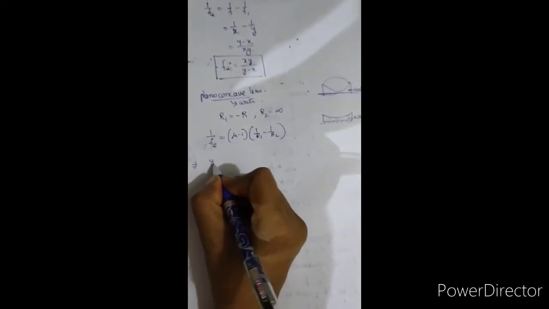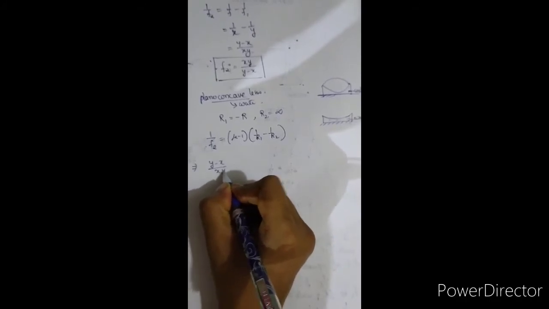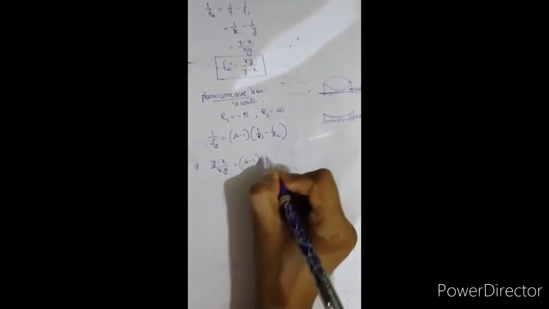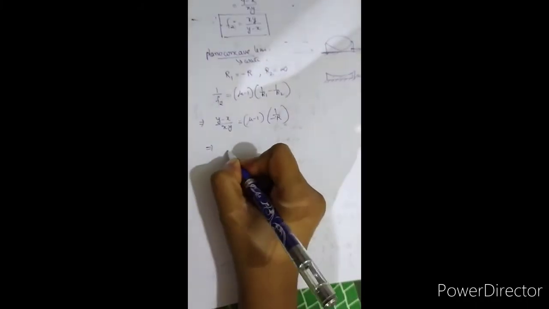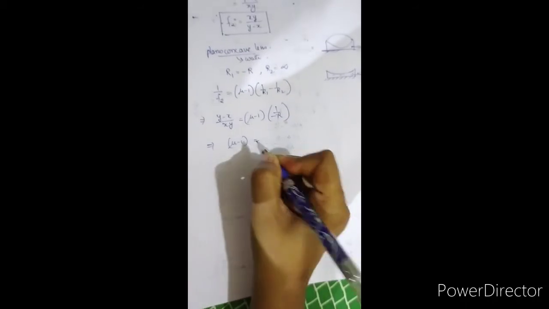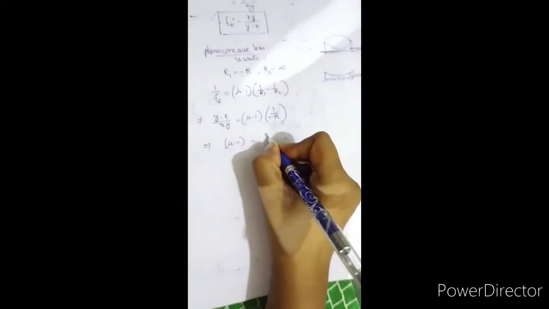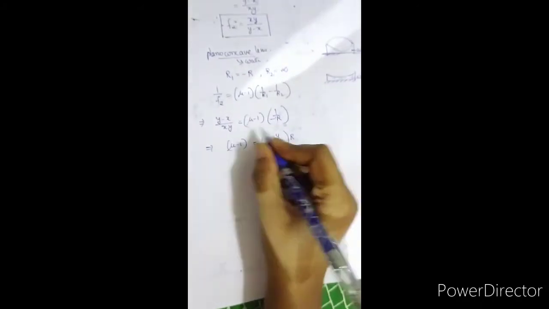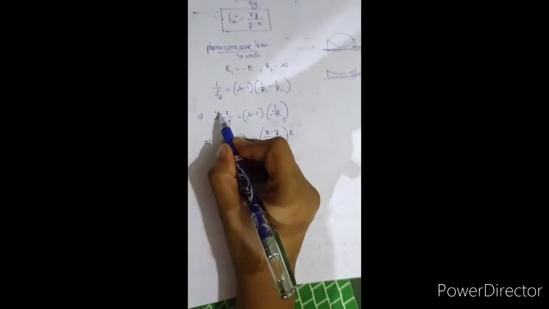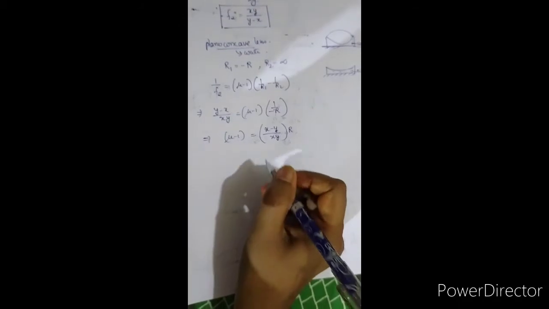So I can write from here (y minus x) divided by xy is equal to (mu minus 1) into 1 by minus of R. Hope it is okay. Infinity I am not going to write. So from here I can write mu minus 1 is equal to, can I write this as (x minus y) divided by xy into R? Yes, I can write, because the sign changes if it moves. So I have written x minus y.